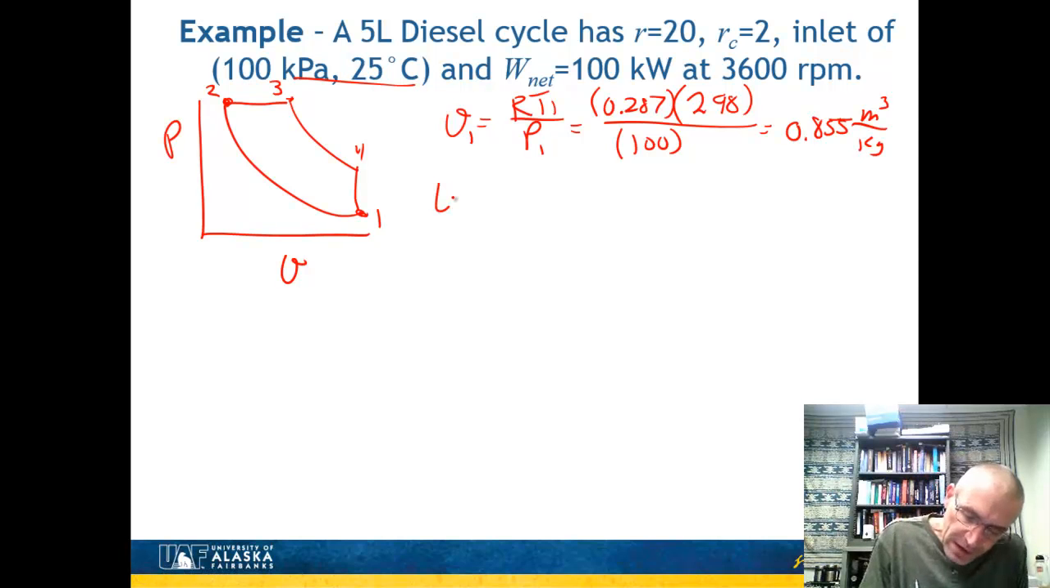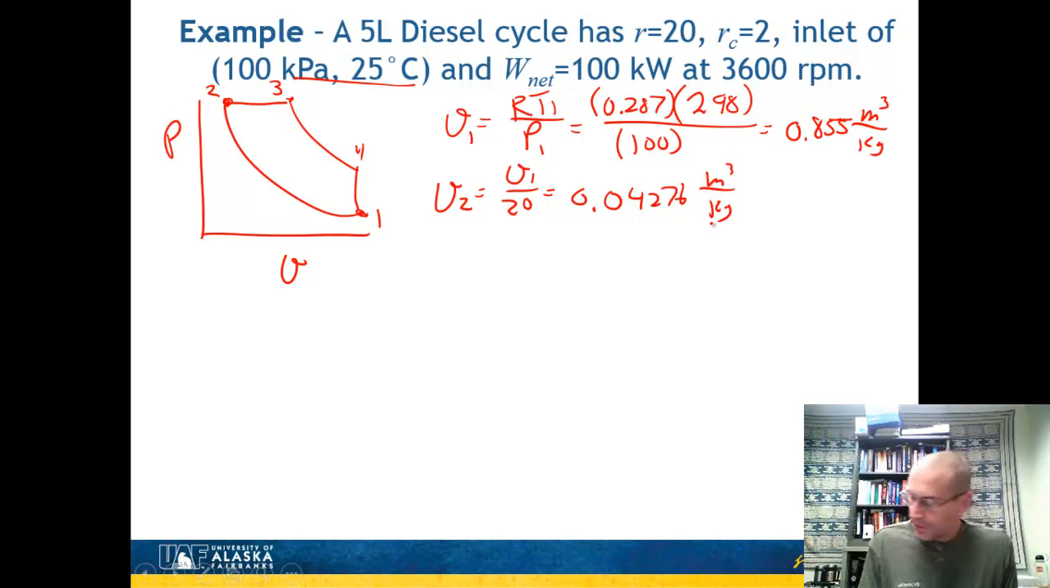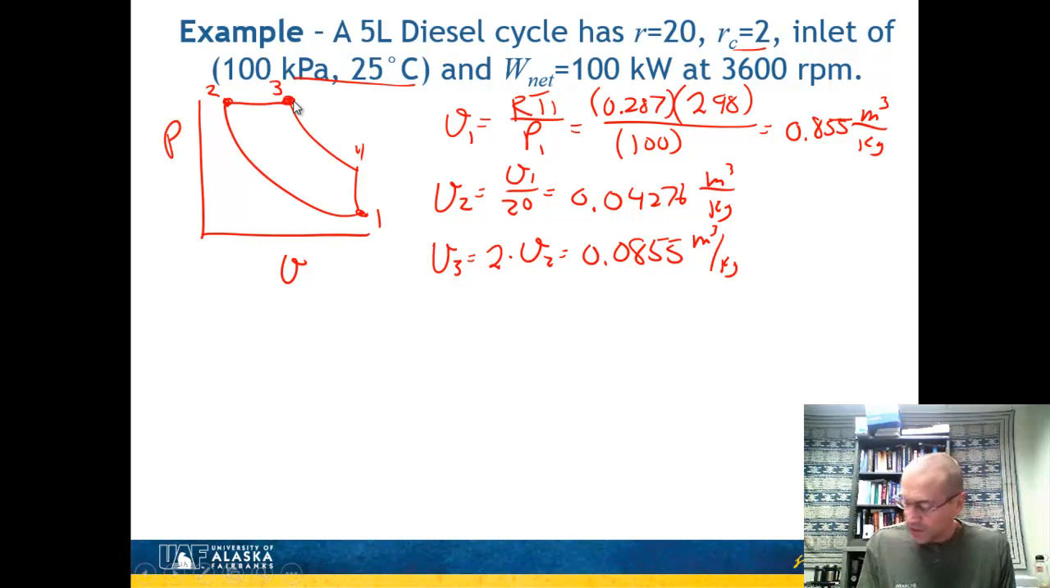And so then I can find out what V2 is, and V2 is just going to be 1/20th of that, V1 over 20, because that's what the compression ratio is. And so that right over there is going to be 0.04276 meters cubed per kilogram. And then I can get to point 3 using my cutoff ratio of 2. So I can multiply that by 2 to get what V3 is. V3 is 2 times V2, and that's right there, 0.0855 meters cubed per kilogram. So now I know what V3 is.